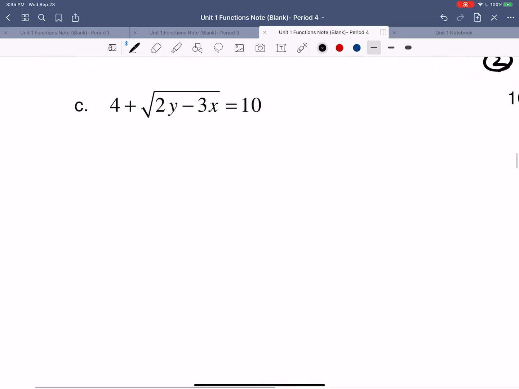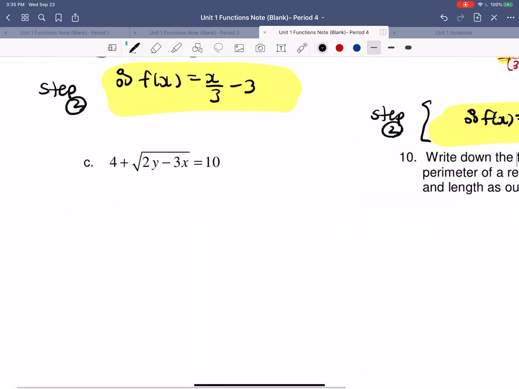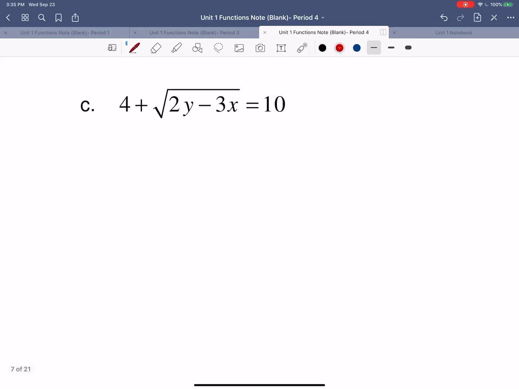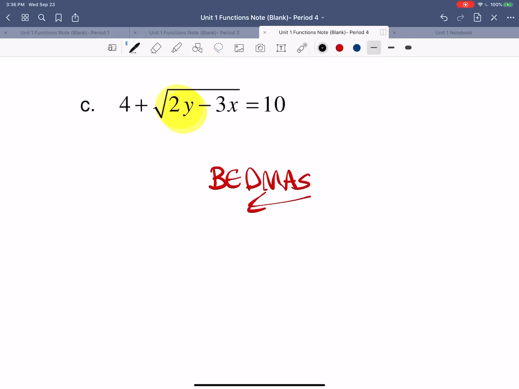Okay, so let's do this question quickly. This question was asking to isolate the output variable and record the answer in function notation. So the first step is you want to do BEDMAS backwards to get that output y by itself. BEDMAS backwards suggests that we need to do addition and subtraction first. So I'm going to subtract 4 on both sides because right now the square root is untouchable.